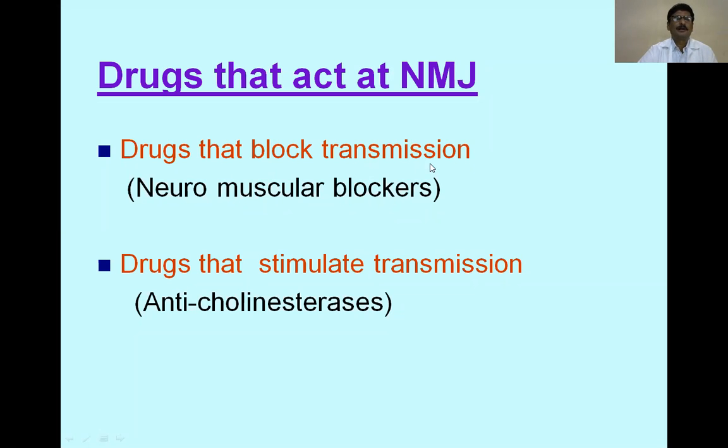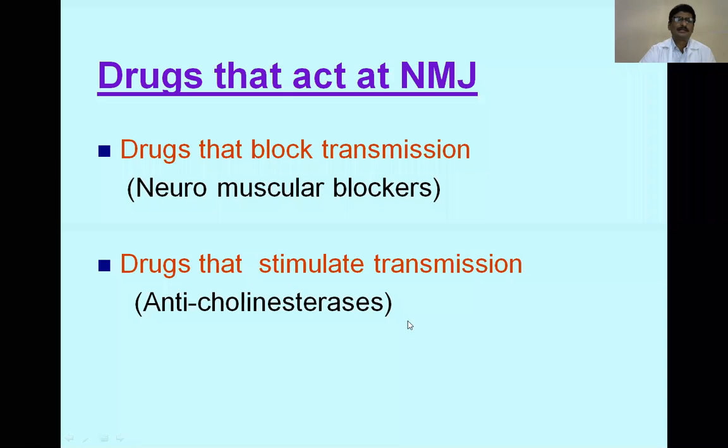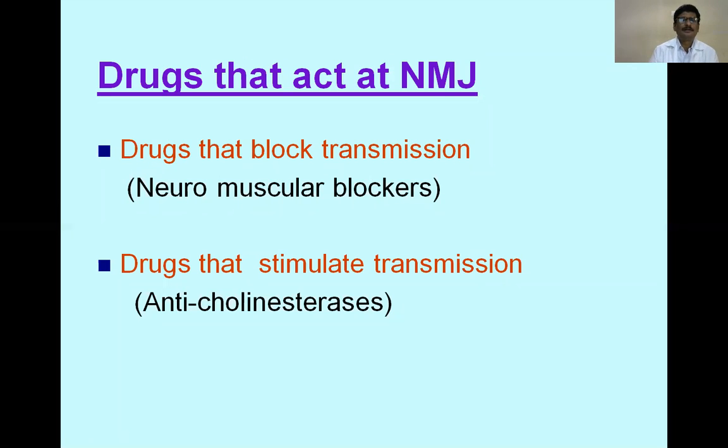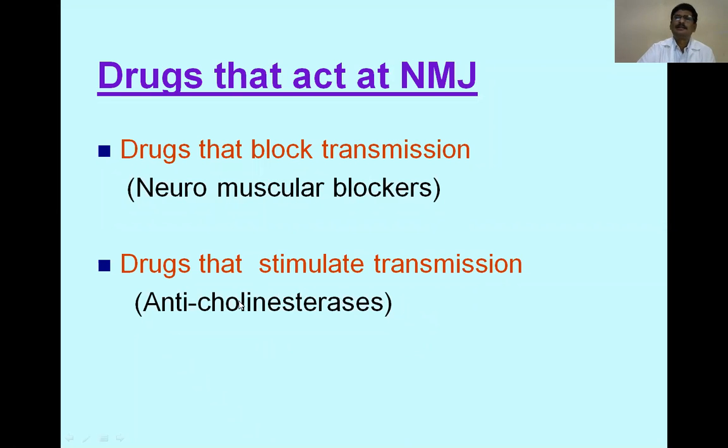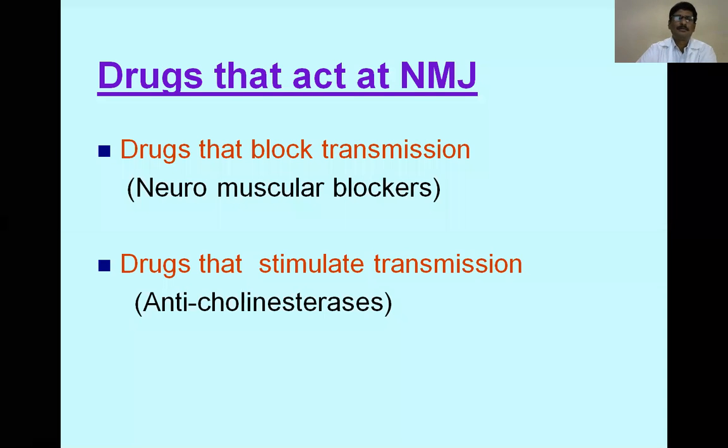The drugs that block transmission are called neuromuscular blockers, and there are certain drugs that are anti-cholinesterases, because they bind with the cholinesterase and inhibit it, either irreversibly or reversibly. Thereby, acetylcholine will remain in the particular area for a longer period, which leads to persistent depolarization and blockade.